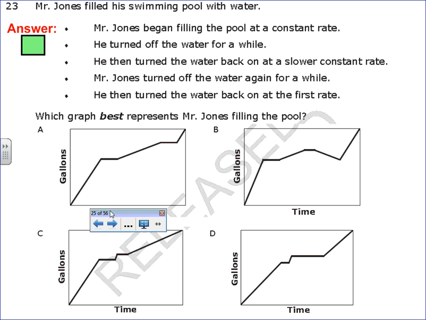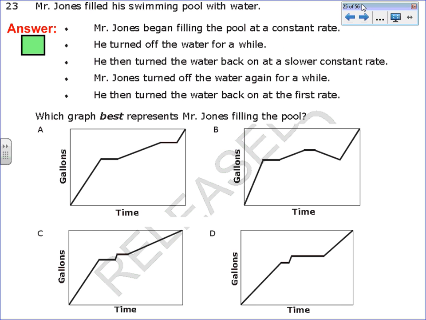Okay, for 23, it said Mr. Jones filled his swimming pool with water. Mr. Jones began filling the pool at a constant rate. He turned off the water for a while. Then he turned the water back on at a slower constant rate. Mr. Jones turned off the water again for a while. Then he turned the water back on at the first rate. Which graph best represents Mr. Jones filling the pool? Okay, so I'm going to read it again.